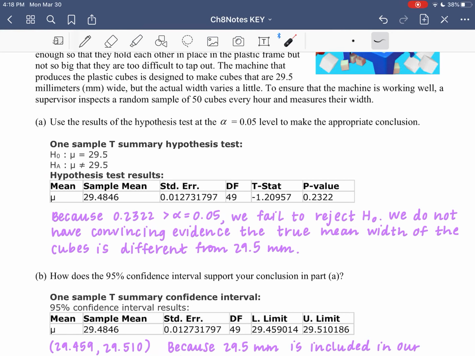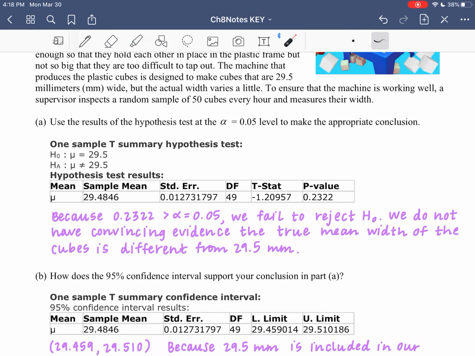Now let's take a look at our hypotheses. So our null hypothesis is that the true mean width of all of these plastic ice cubes really is 29.5 millimeters. Our alternative hypothesis, notice here, is two-sided, that the true mean width is not 29.5 millimeters. So we have all of this information. We've got our sample mean from our one sample of 50. We were given our standard error here. We have our degrees of freedom, which is our 50 minus 1. We have our t-test statistic, so again, we didn't have to calculate that. And then we're given our p-value.